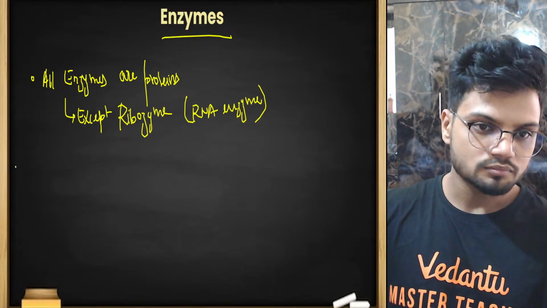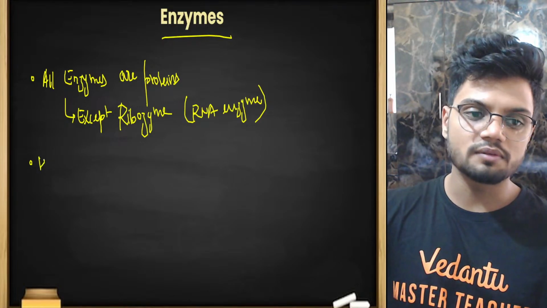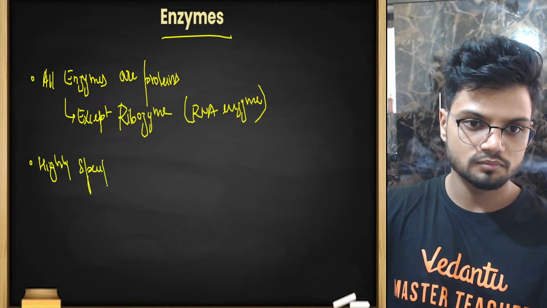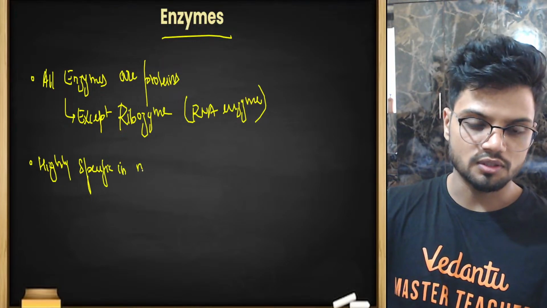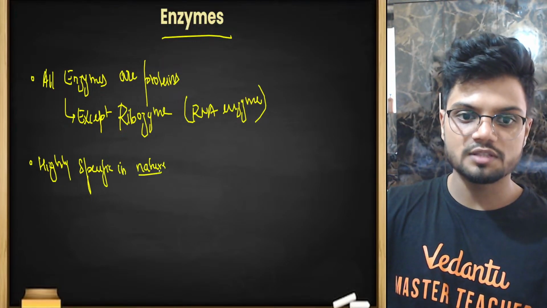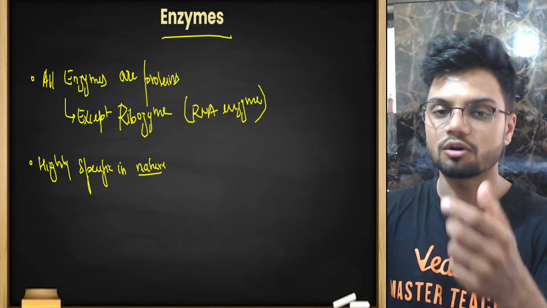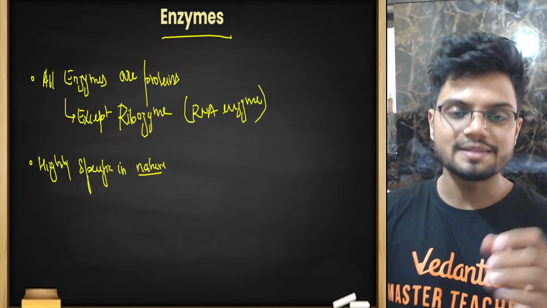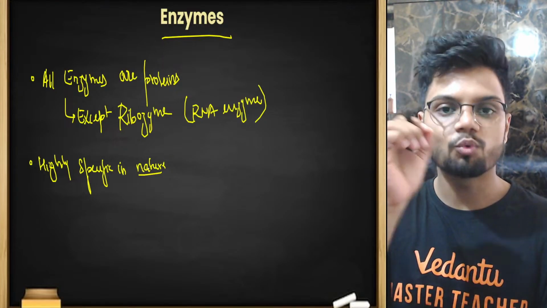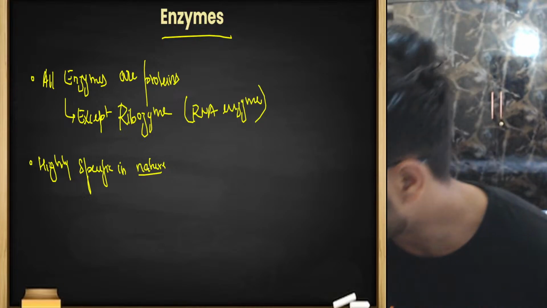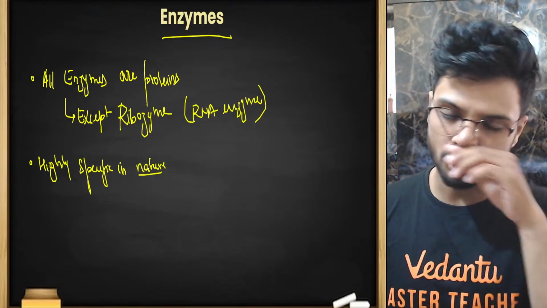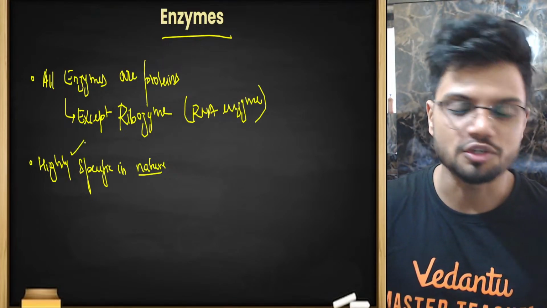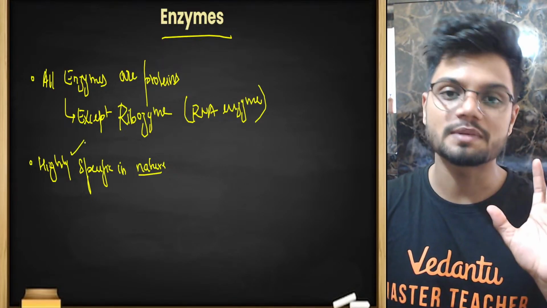Now, enzymes are very highly specific in nature. They'll make sure they always bind with a very specific substrate. They'll not go here and there. This is my substrate, this is the enzyme, enzyme-substrate complex. Like one key, one lock. Always one key, one lock. That is, enzymes are very highly specific in nature.